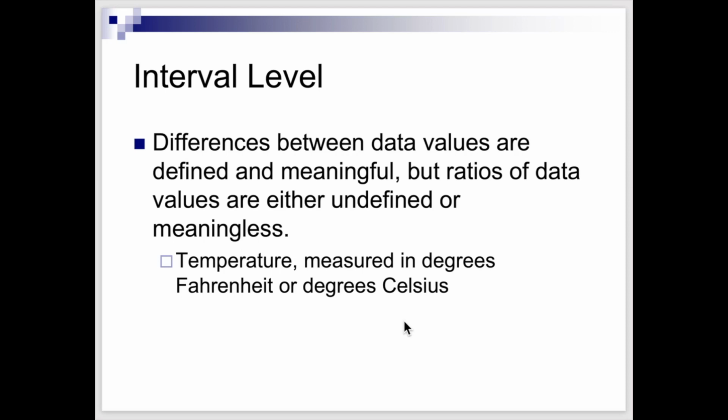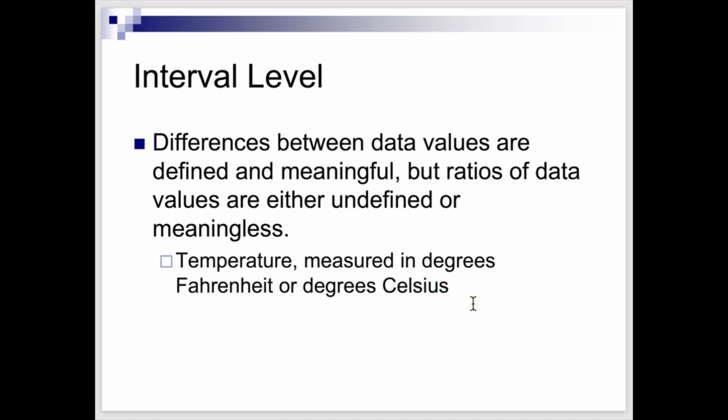The same problem applies to temperature measured in degrees Celsius. If you have 100 degrees Celsius as compared to, let's say, 25 degrees Celsius, while the difference makes sense, the difference being 75 degrees Celsius, the ratio, 100 degrees Celsius over 25 degrees Celsius, which is 4, does not contain 4 times as much heat energy as 25 degrees Celsius. And so those are examples of interval level data, all right?